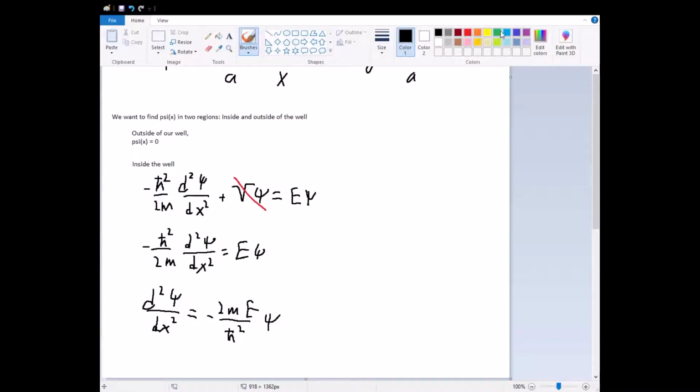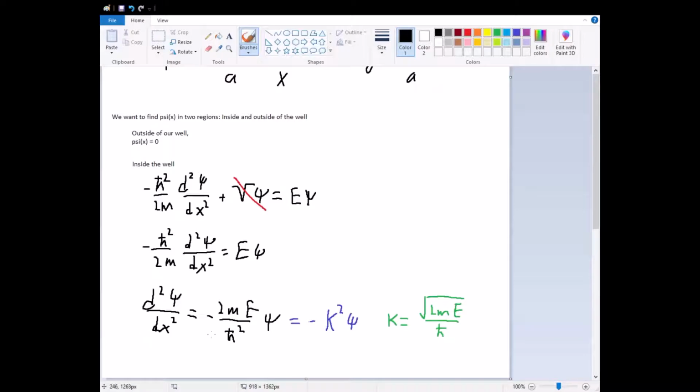So there is nothing stopping me from rewriting this as negative k squared times psi, where I'm defining my k to equal the square root of 2mE all divided by h bar. And the reason why I'm going out of my way to do this is because if you look at this now, this is pretty much the form for a simple harmonic oscillator problem. And we've done this many times before in classical physics.